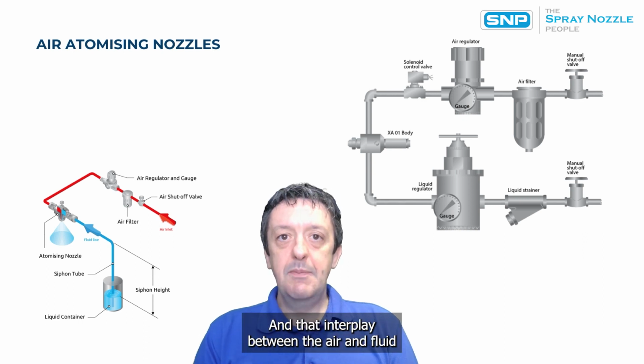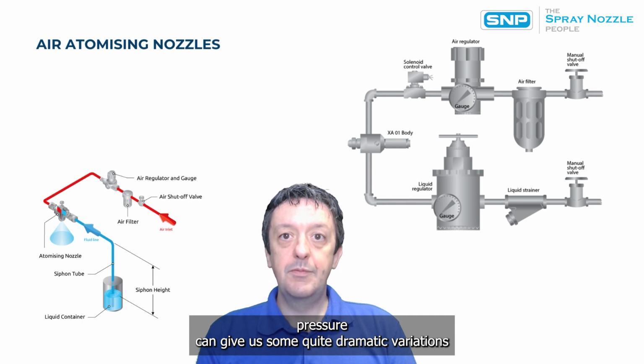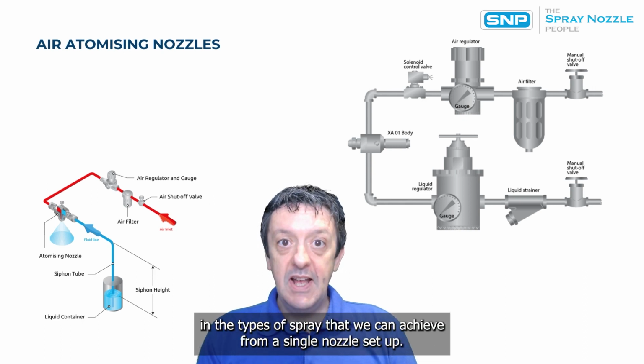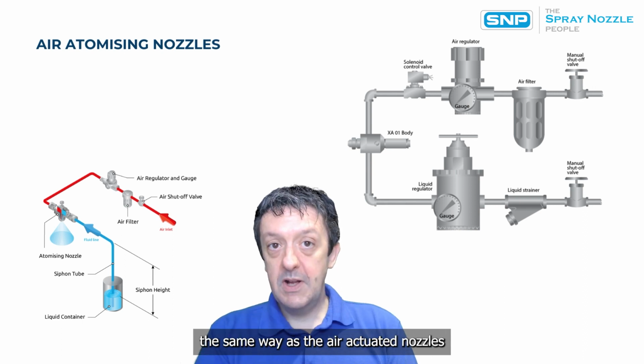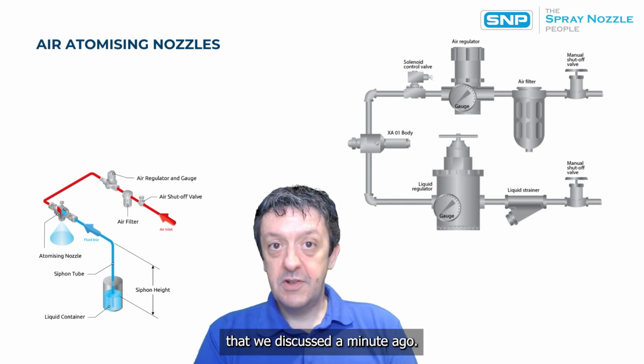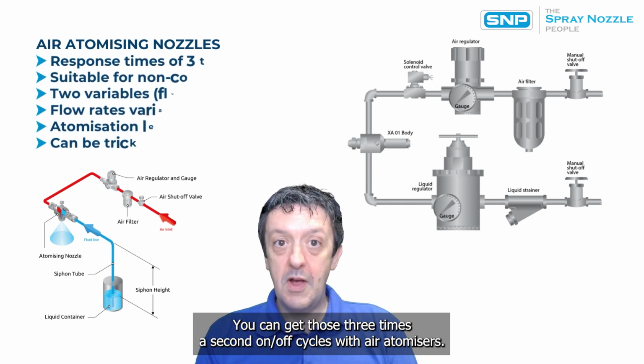And that interplay between the air and fluid pressure can give us some quite dramatic variations in the types of spray that we can achieve from a single nozzle setup. So we can also use the air in there to actuate the nozzles in exactly the same way as the air actuated nozzles we discussed a minute ago. So you can get those sort of 3 times a second on-off cycles with air atomizers.